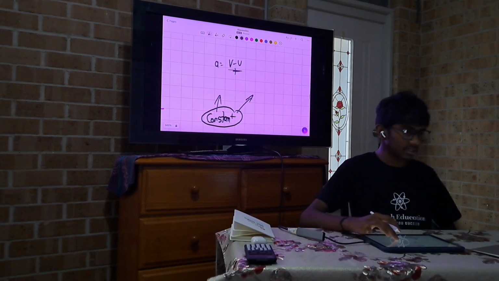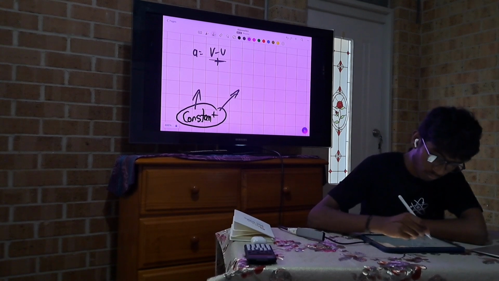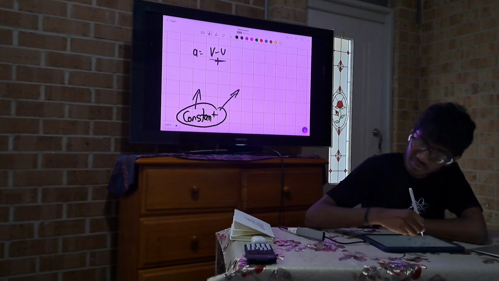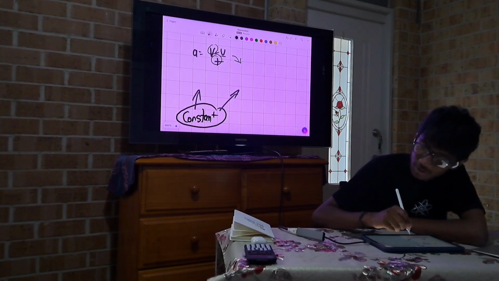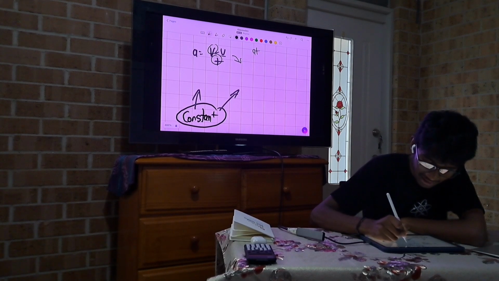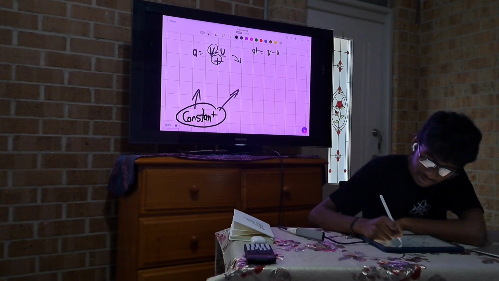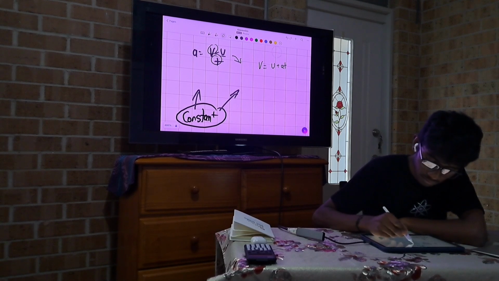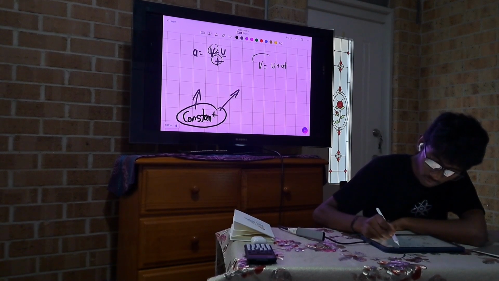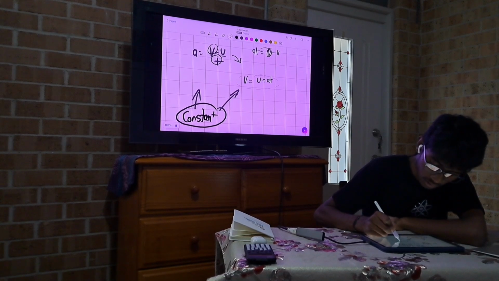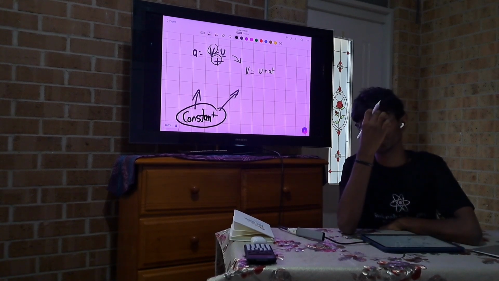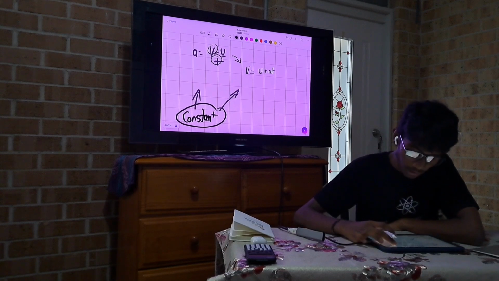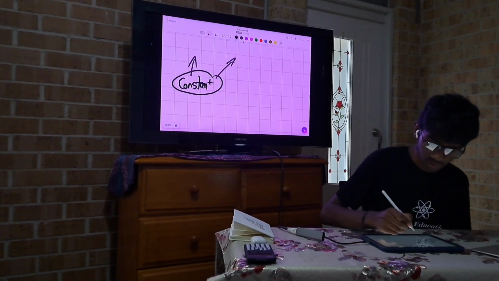Now, let's find the same acceleration thing, but in terms of v. So when we find it, we get at is equal to v minus u. And then, take u to the other side. v is equal to u plus at. This is therefore our second equation, right? v is equal to u plus at. Now let's look at our third one.